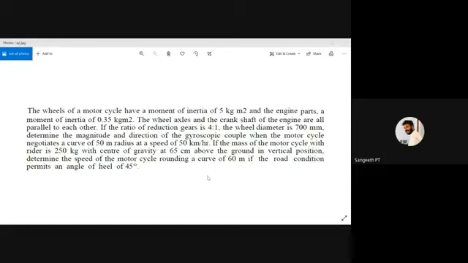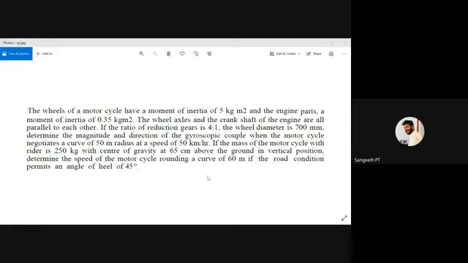But when you come to the later section, the radius of curvature of that particular curve is changed to 60 meters, speed of motorcycle rounding a curve of 60 meters. So now you have a new capital R value, and what are you supposed to determine here? Determine the speed of motorcycle. That means you have to obtain V. The value of V you have to obtain.